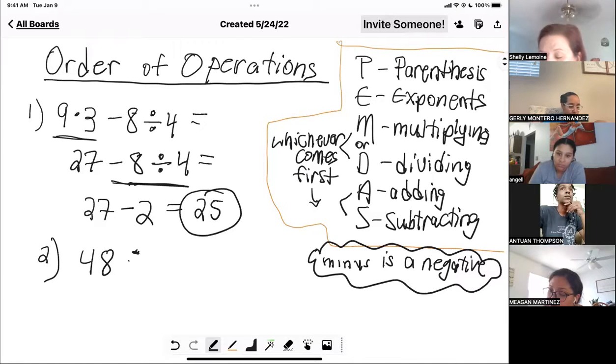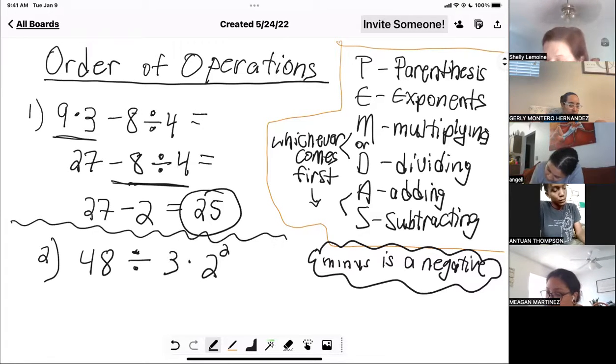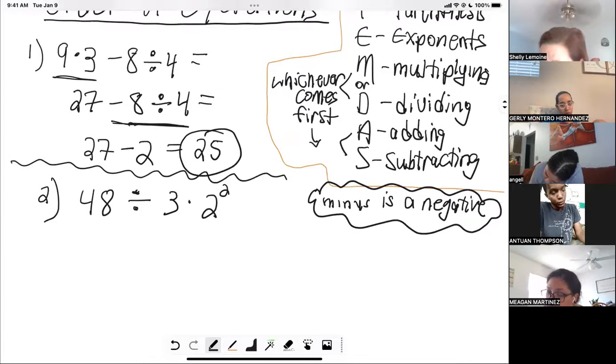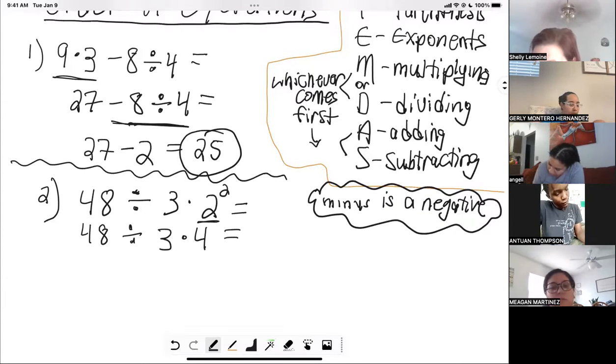Number 2, 48 divided by 3 times 2 squared. The line here is to separate them a little bit. Okay, so we want to evaluate it, find the answer. So I look left to right. Okay, parentheses, none. Exponents, I see an exponent. So I'm going to do that first. 48 divided by 3. Now 2 squared is 2 times 2, which is 4. I'll try to underline what I'm doing so you see it. So I did the 2 squared first.